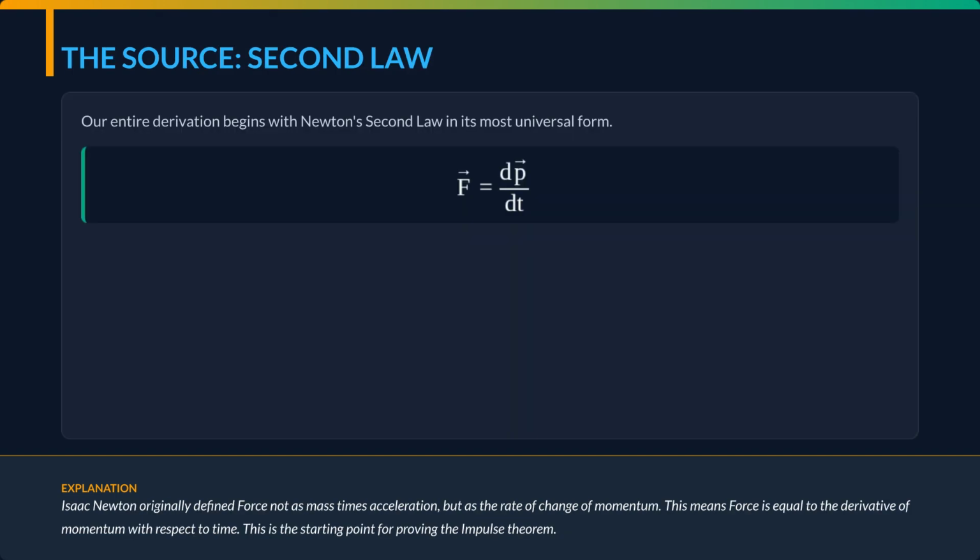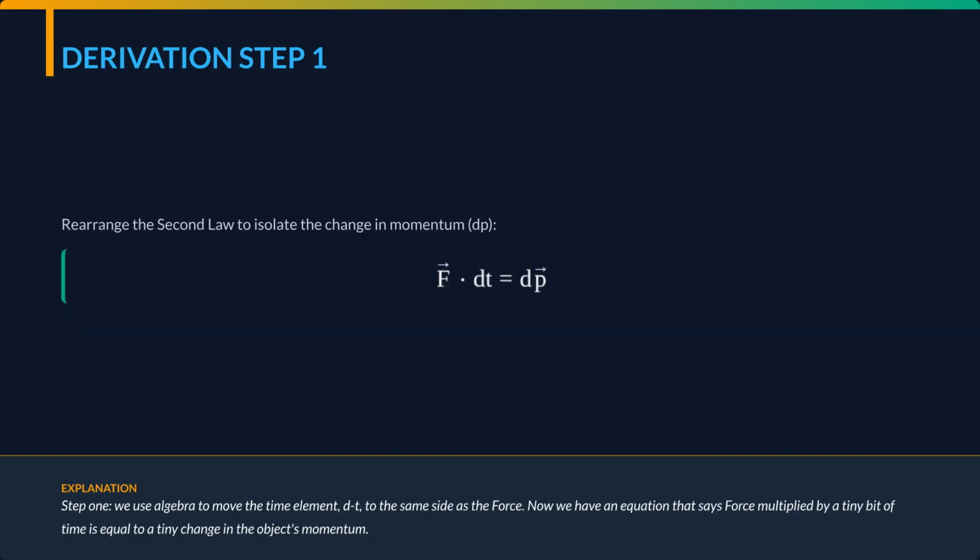Our derivation begins with Newton's second law in its most universal form. Force equals the rate of change of momentum. This means force is the derivative of momentum with respect to time, which is our starting point for the impulse theorem. In step 1, we use algebra to rearrange Newton's second law.